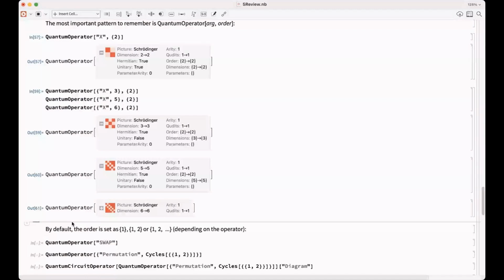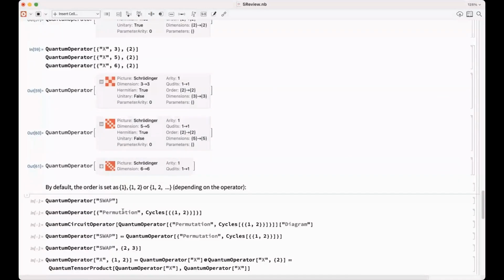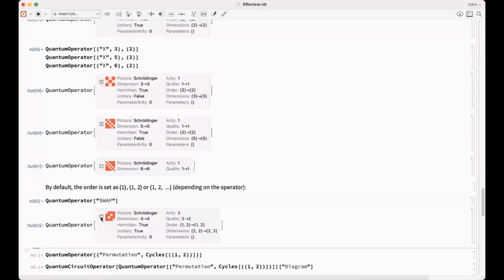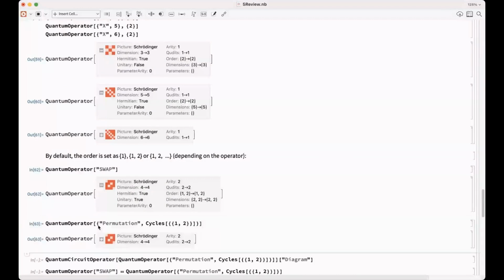After specifying the nature or the name of your operator, the most important argument is order. Remember, the order by default is one. If it's a complex operation, it's one and two and so forth. For example, look at that quantum operator swap. By default, it acts on two systems, so the order is one and two. Permutation, okay, so the same with the permutation.